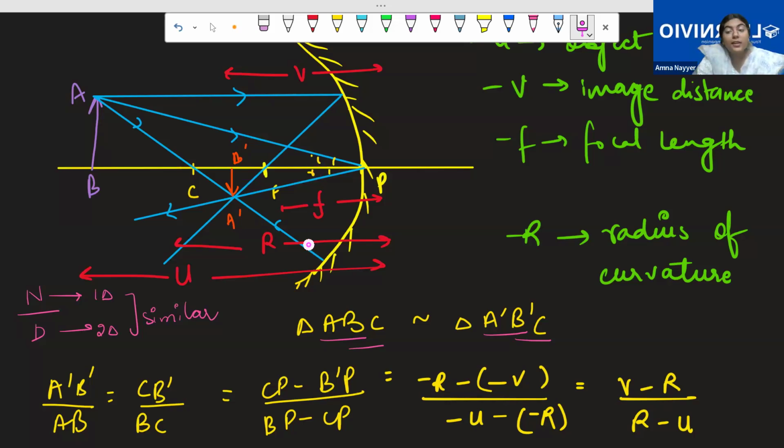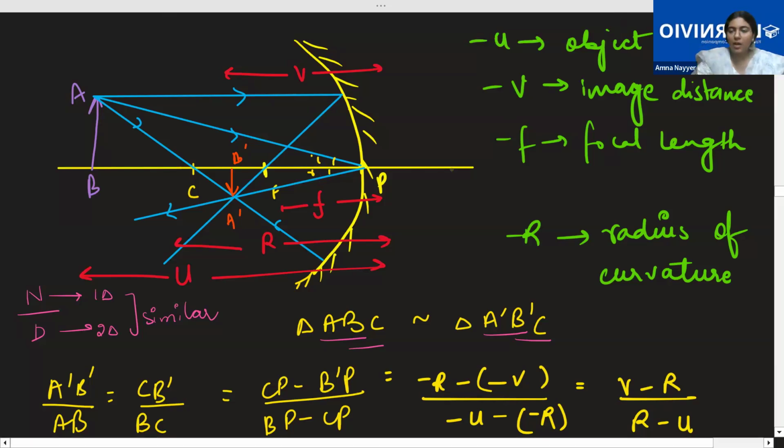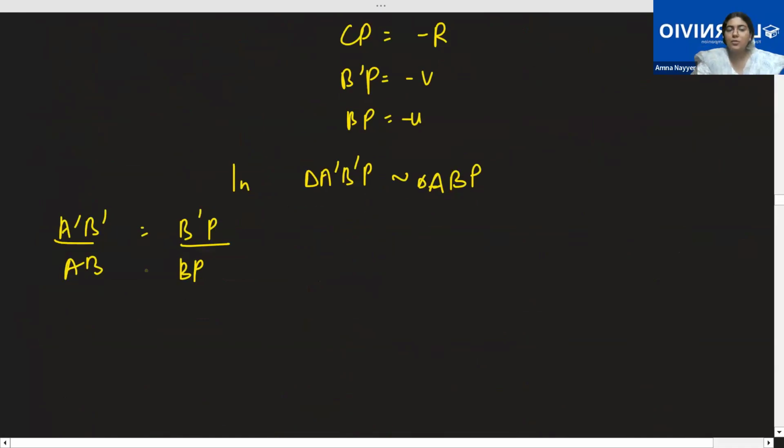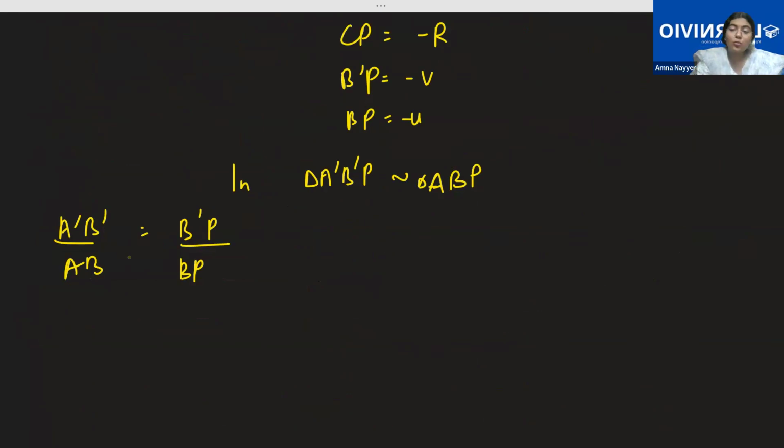If you do not have the vertically opposite angles case, you have the laws of reflection all obeying. So angle I is equal to angle R. If I is equal to R, again by the angle-side property, the triangles are similar. You can say A dash B dash by AB is equal to B dash P by BP using this. This is more important because the same equation from here will be used in magnification also.